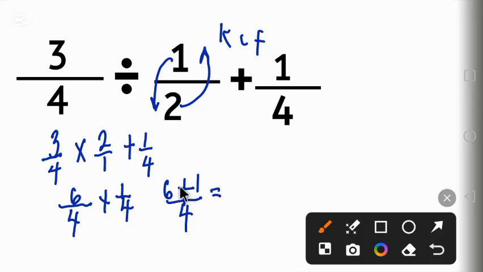Equal to 1 plus 6 is 7 over 4. How many times can 4 go in 7? It can go once, and it will remain 3. Remainder 3. Put that remainder over the 4. That is our answer.